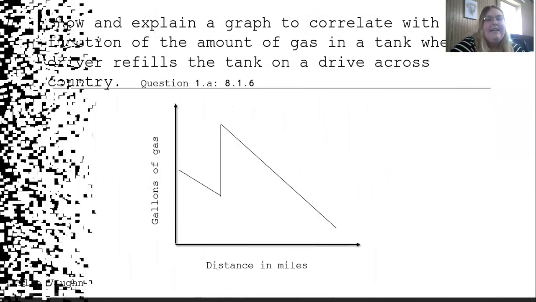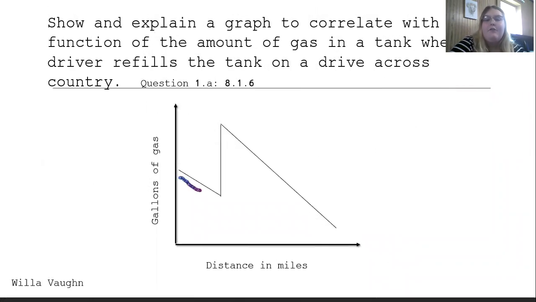Alright, so the first question is to show and explain a graph to correlate with the function of the amount of gas in a tank when a driver refills the tank on a drive across country. As you can see, the starting point where my little pen is going shows the x-axis, which is the distance, and the y-axis, which is the gallons.